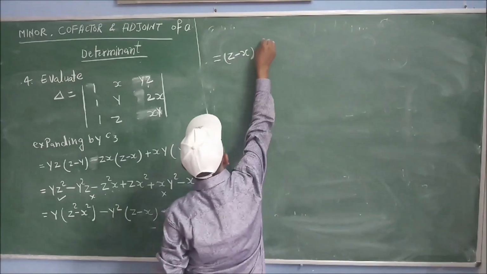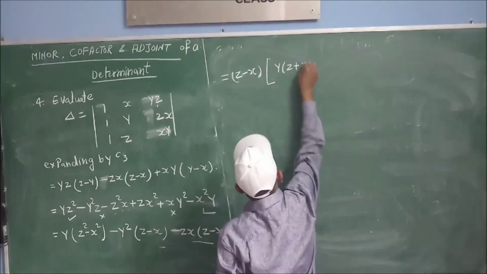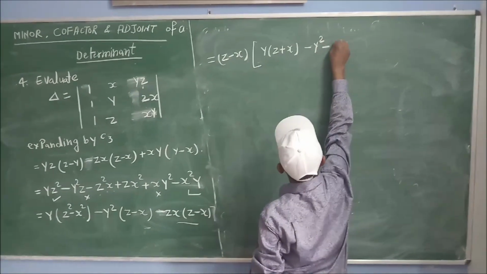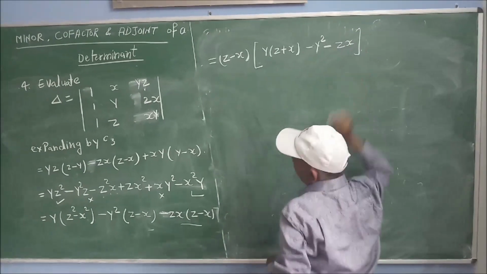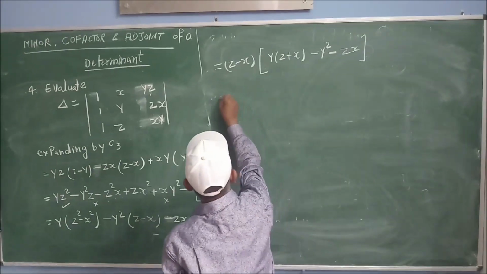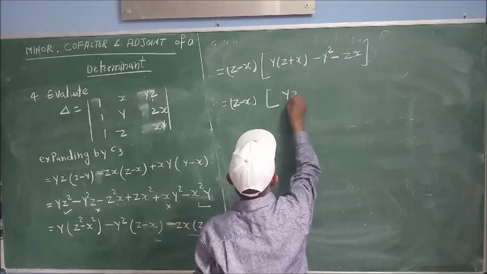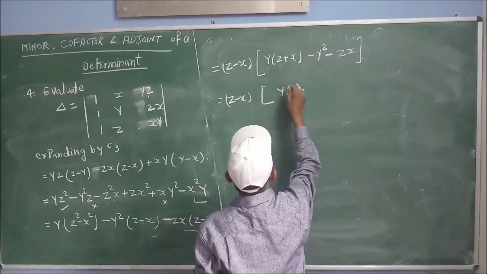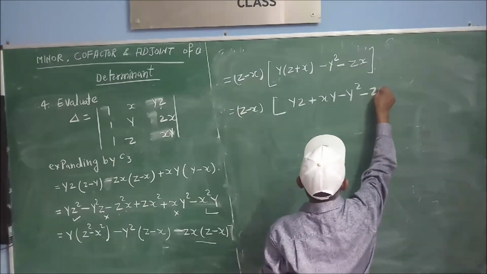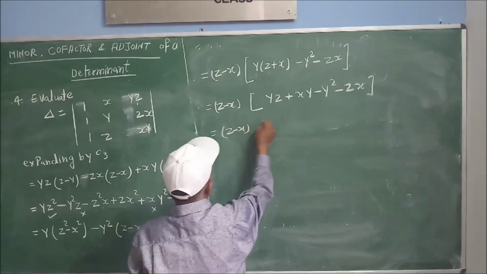The remaining elements will be y into z plus x, minus y square, minus zx. So this equals z minus x into yz plus xy minus y square minus zx. And also try taking common from these two factors.